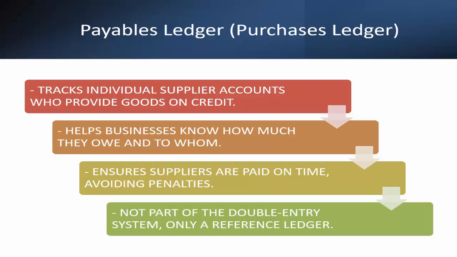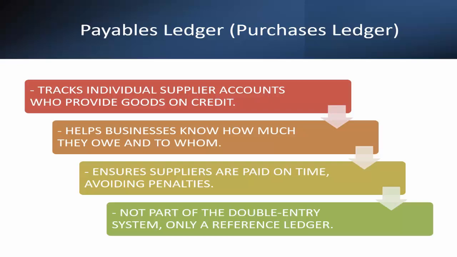All right, now that we've covered how businesses keep track of the money they are owed through the receivables ledger, let's flip the coin and talk about something just as important, the money the business itself owes. Every business, no matter how big or small, has to buy things to keep running. Whether it's raw materials, office supplies, rent, or professional services, most companies don't pay for everything upfront in cash. Instead, they buy on credit, meaning they receive the goods or services first and agree to pay for them later.